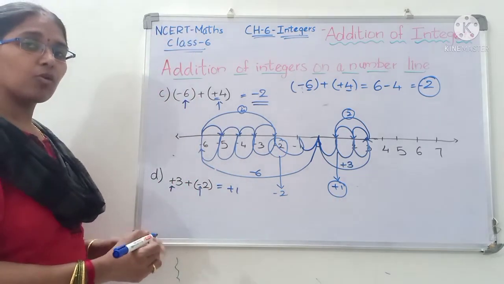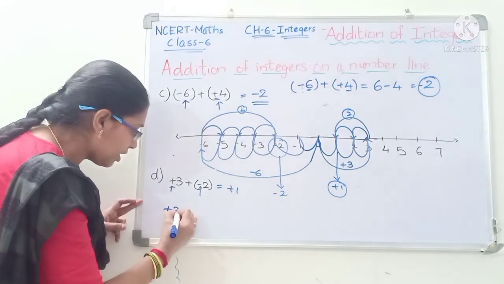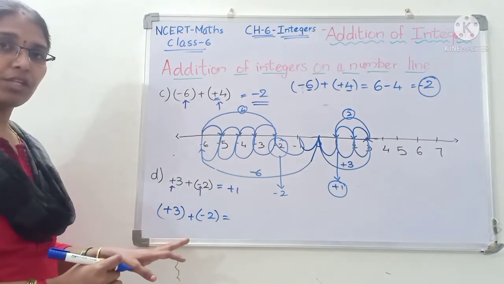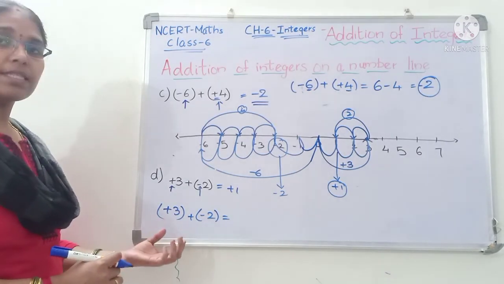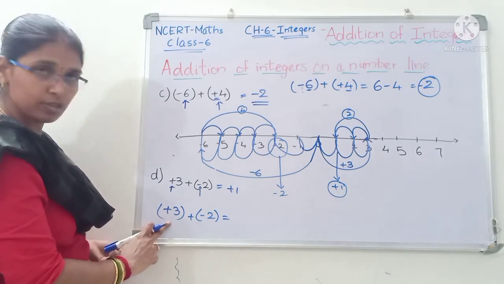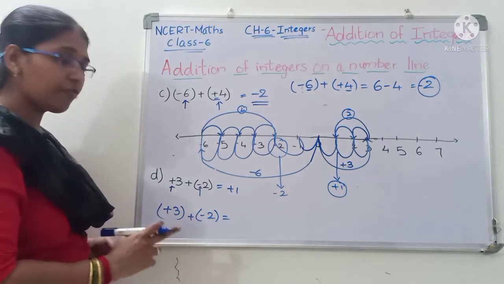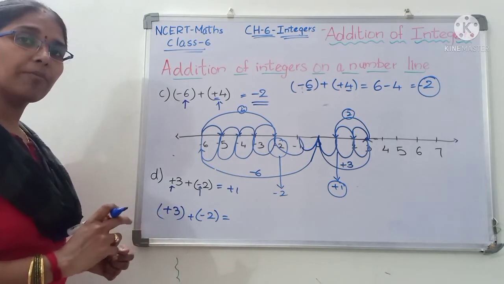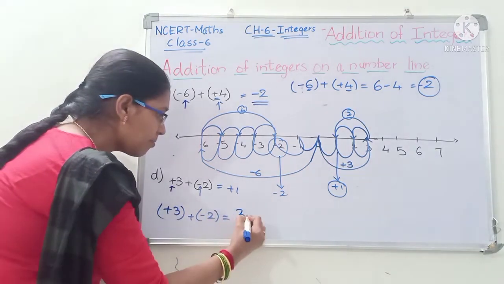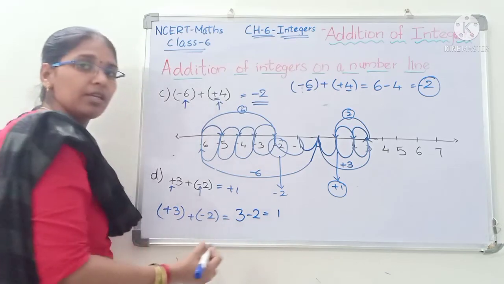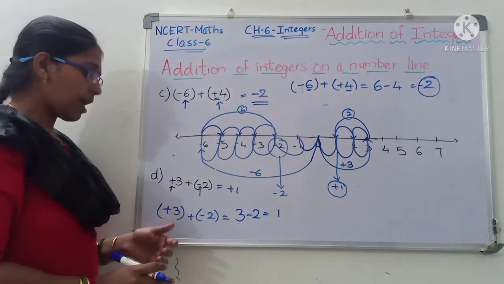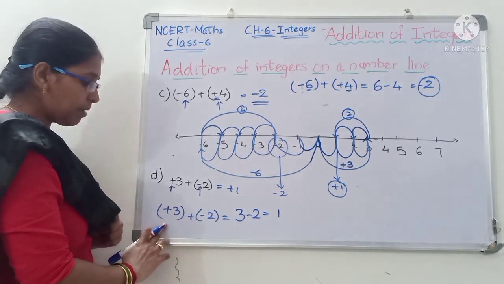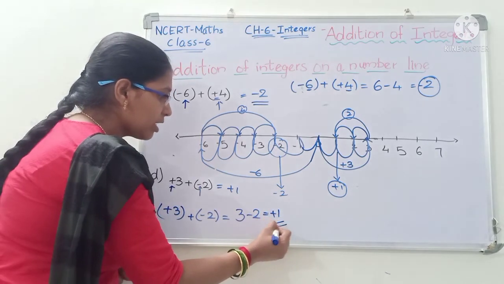Now let's solve without using number line. Plus 3 plus minus 2. When adding two integers, you should first check the sign of integers. One integer is positive, one integer is negative. If one is positive, one is negative, you should do subtraction. Subtract the small number from big number. So 3 minus 2. The answer is 1. Now we should check the sign of big number. Here numbers are 3 and 2. Sign of big number is plus. So the answer is plus 1.